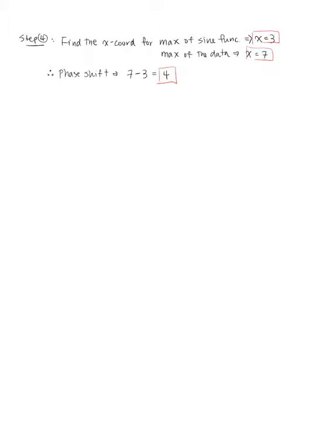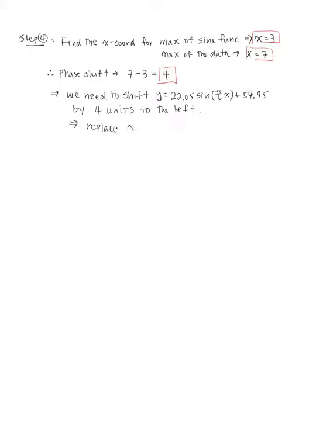Let me just spell everything out. This implies that we need to shift y equals 22.05 sine of pi over 6x plus 54.95 by 4 units to the left, which implies that we replace x with x minus 4. That's all you've got to do.